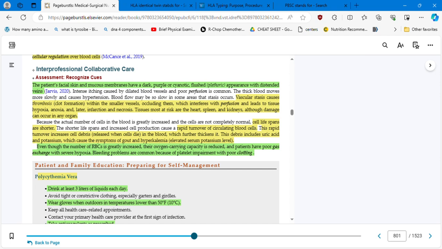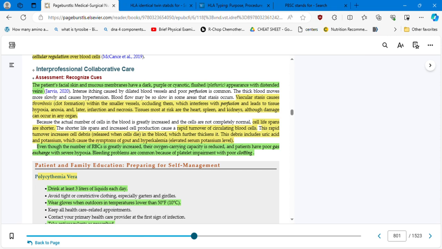Rapid turnover of circulating blood cells, so you have high production and shorter lifespan of the cells, right? Because they don't get to the maturing point. This rapid turnover increases cell debris released when the cells die in the blood, which further thickens it. So you have the debris of the cells that live a short period, and you have the bone marrow producing a lot of all these three soldiers, and they don't get to the mature state.